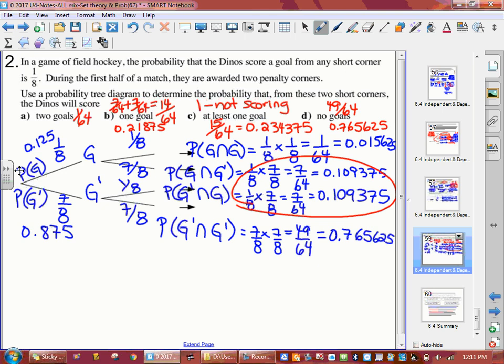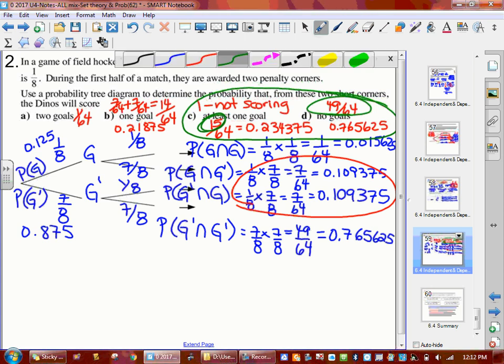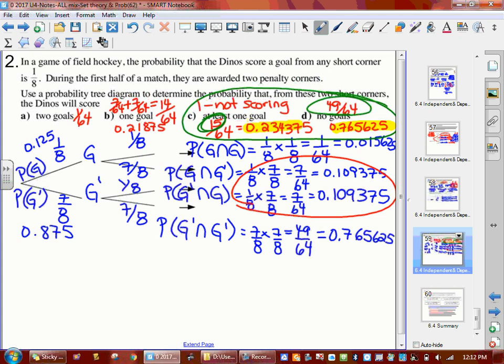Now, if we take a look at these two, they are complements. As you notice, I took on letter C 1 minus not scoring, so no goal, no goal, which was this. So if I took 1 minus the 49 in 64, that's where I got my 15 in 64. So if I added this probability right here to this probability right here, I'm going to get 1.0. This concludes our last lesson of our Unit 4, Set Theory and Probability.